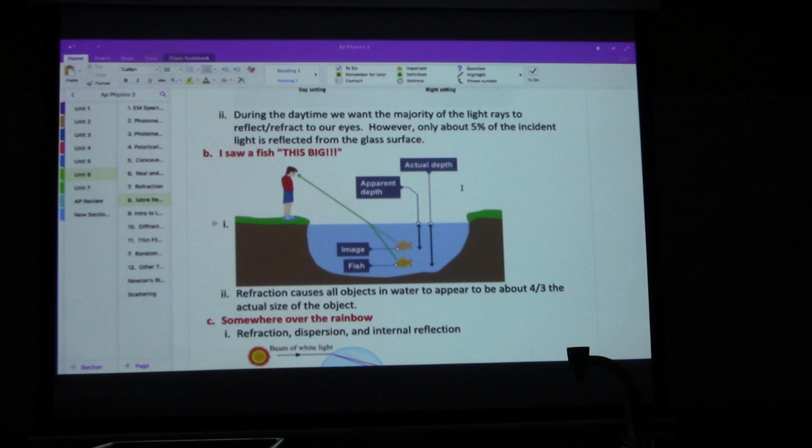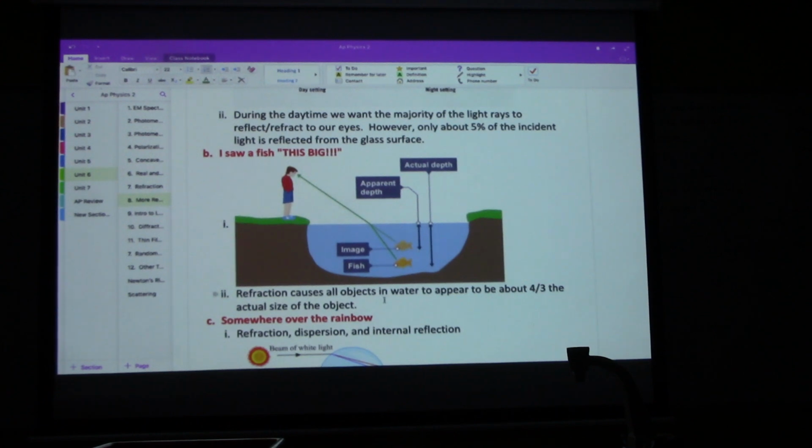We've already discussed that refraction causes the image of whatever is in the water to appear like it's higher. So once again, if you look here, there is the image of your fish. The fish would actually be located lower down in the water than what we're actually seeing. So if you aim where the image is, you're going to end up shooting above the fish.